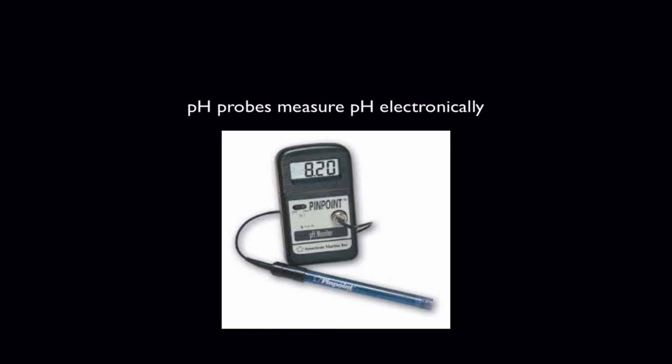You also can use or buy pH probes, where you just stick the probe into your solution and it will give you a little electronic readout telling you what the pH is. These can be expensive and they're very easy to break. So we're not going to be using the pH probes in lab this year. We'll be using the Hydrion paper.